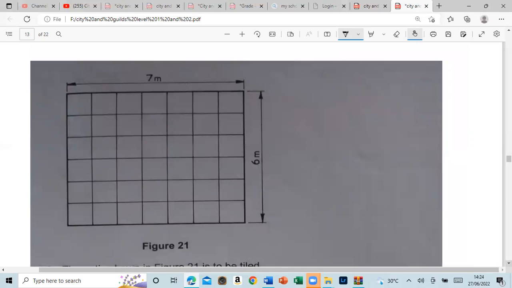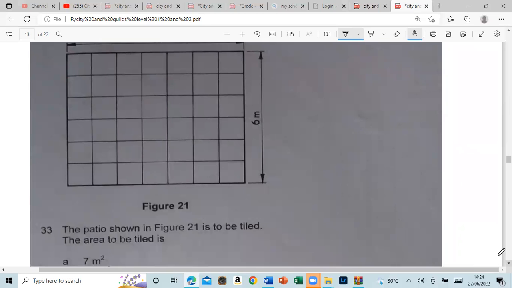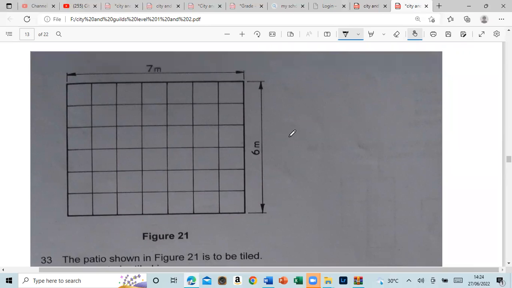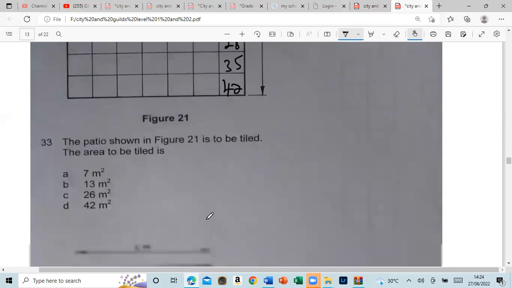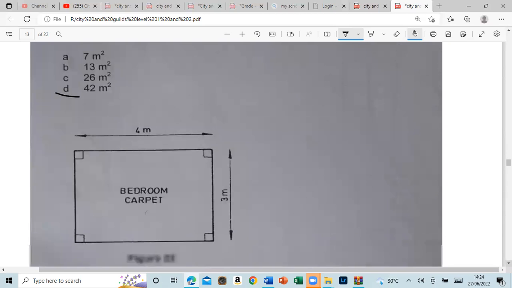All right, let's move on to this. So we have a 7 by 6. The patio shown in figure 21 is to be tiled. The area to be tiled is everything on tile, so that'll be 7 times 6, 42. If you want, you can see that I'm counting it again, 14, 21, 28, each one of them. That would be 42. All right, so let's move on to this, 134.